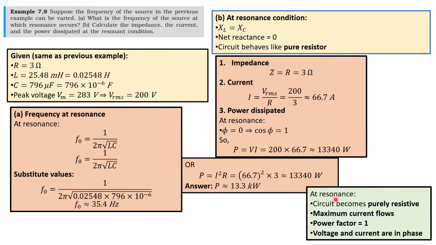Okay. At resonance, the circuit behaves purely resistive. Maximum current flows. Power factor is 1. Voltage and current both are in phase.